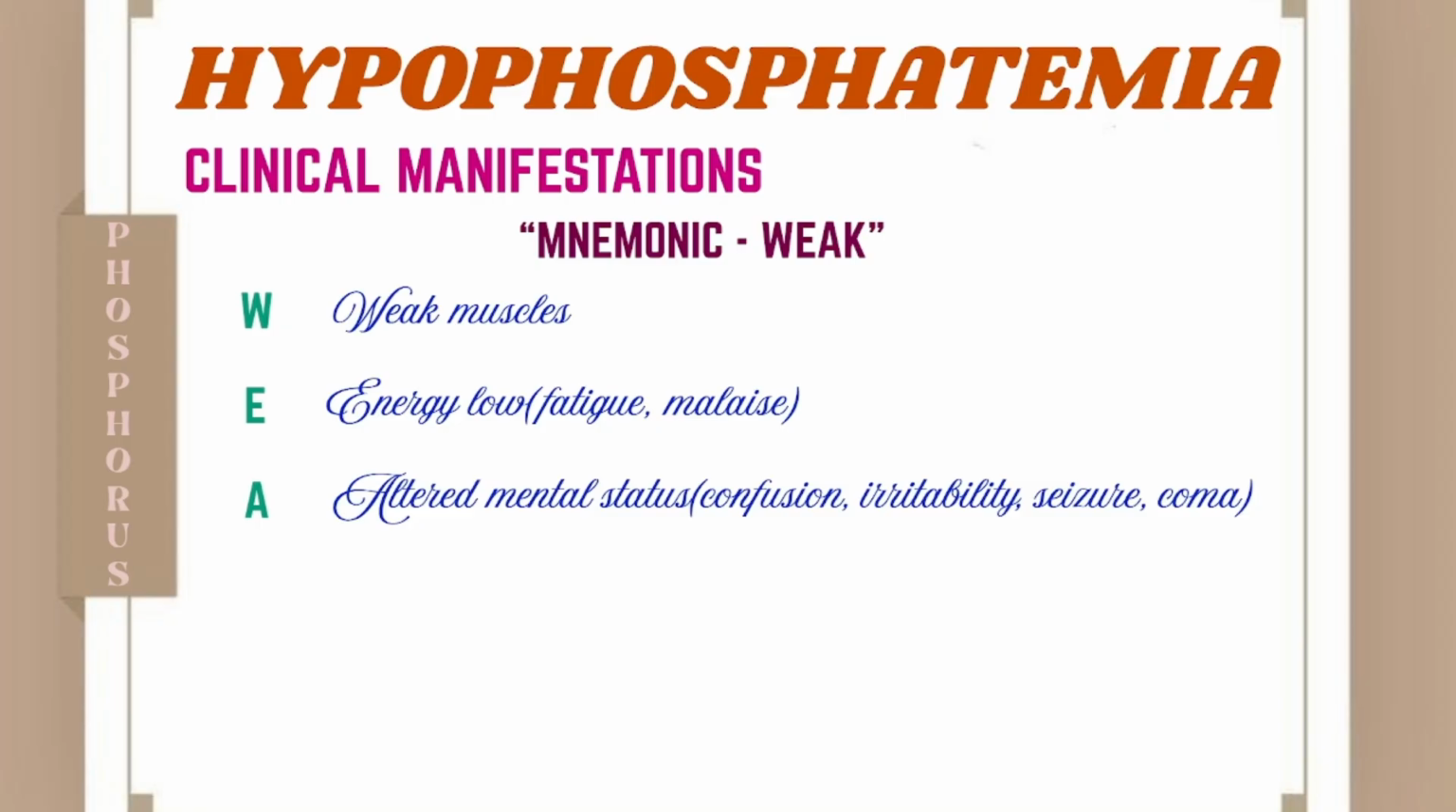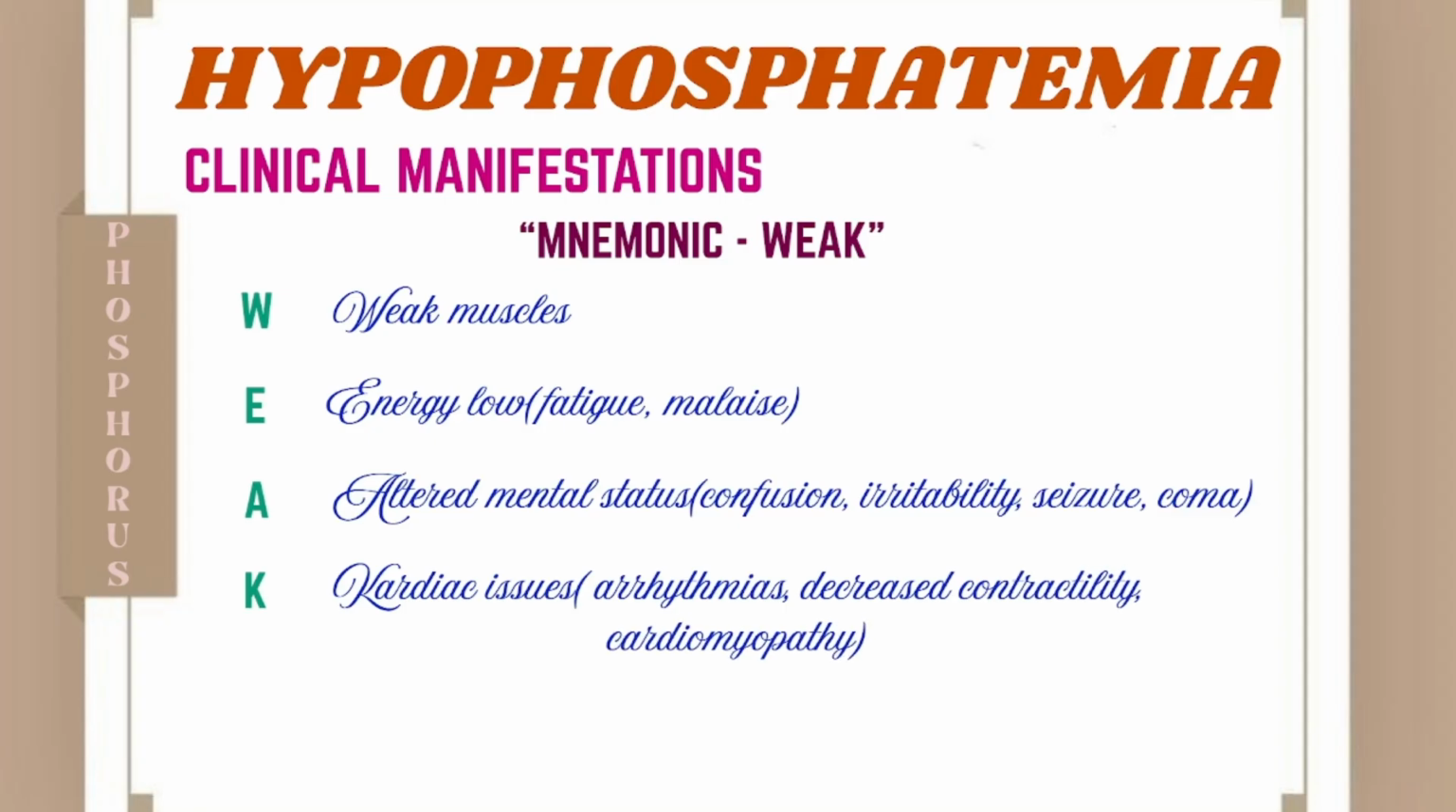So brain cells also require energy, that is ATP for functioning, and for ATP production phosphate is necessary. If less phosphate, less ATP, so the brain function is impaired, due to which there is altered mental status symptoms including confusion, irritability, seizures, coma. K stands for cardiac issues, arrhythmias, decreased contractility, or cardiomyopathy.